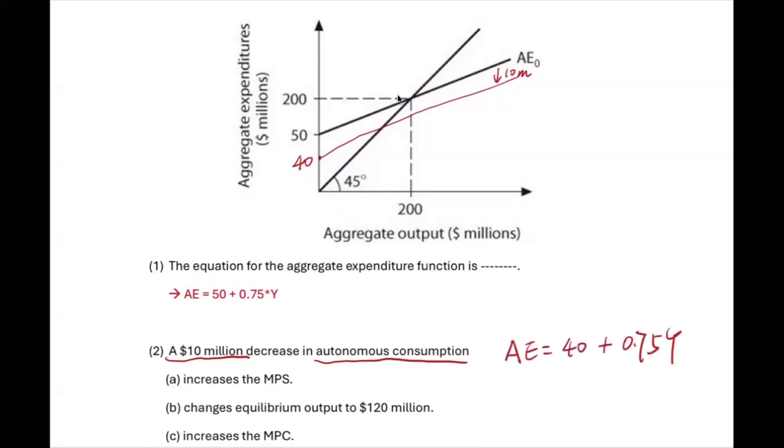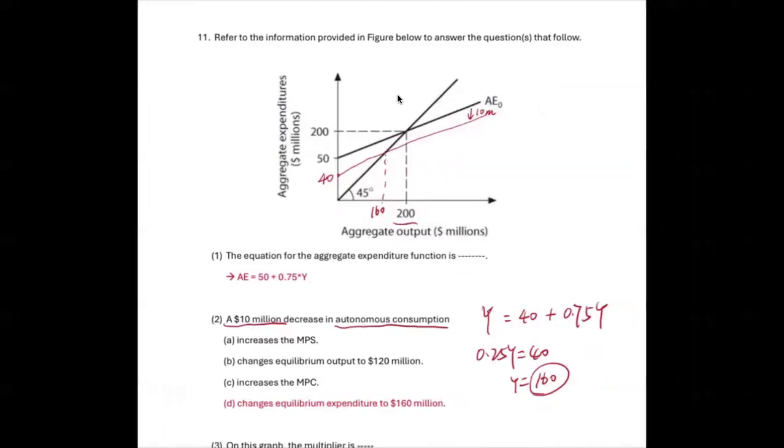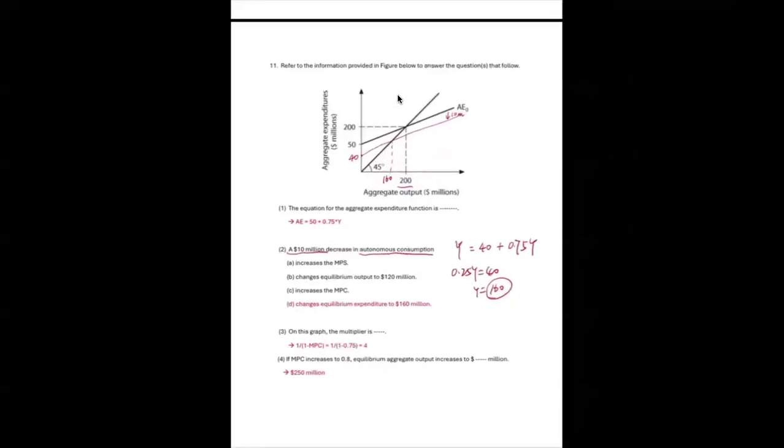Equilibrium means AE equals y, right? So you will get the new equilibrium is 160, and previously it was 200, right? So just be careful that the decrease in autonomous consumption is a shift rather than a movement along the AE curve. Okay, so this is all about your week 3's discussion.